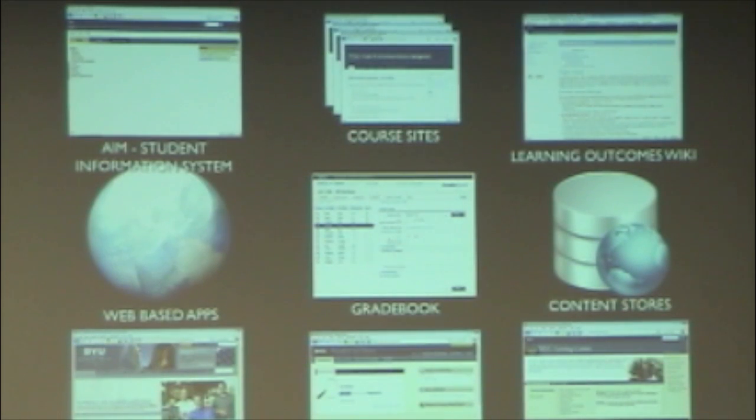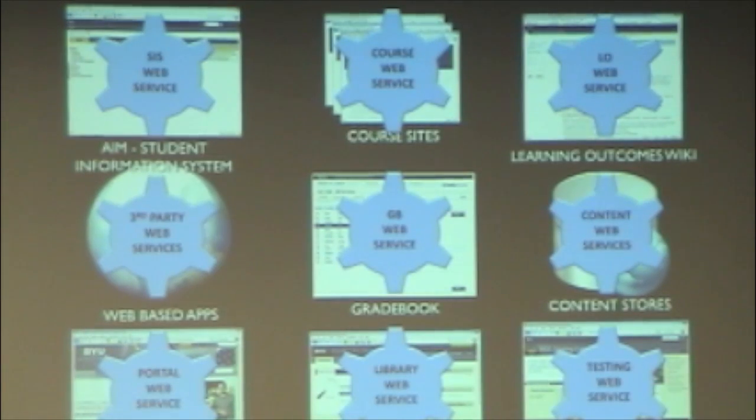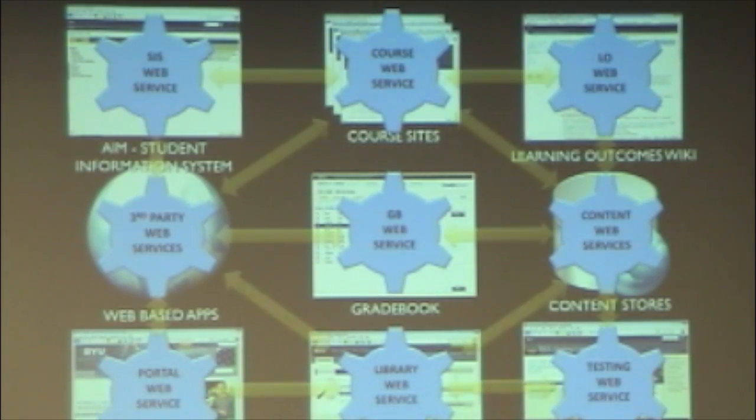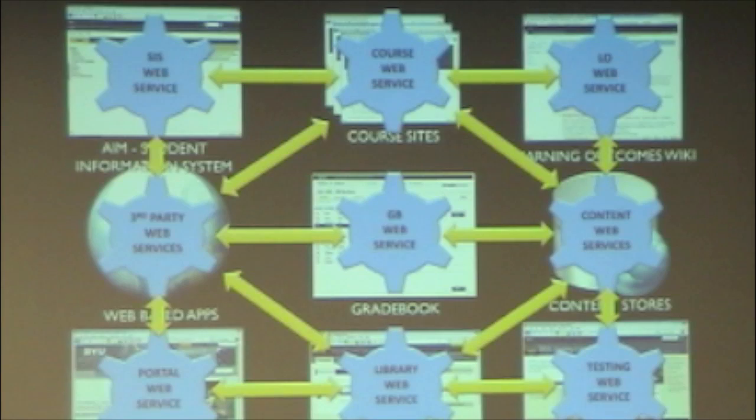So we have our student information system, we have web-based apps, we have our portal, which we call Route Y. We have our library, the testing center where we do proctored exams. We have various content stores both on and off campus. We have our Learning Outcomes Wiki. We've got the gradebook in the middle. Various ways to publish course sites, loosely defined. And then you put a service layer on top of all of those, and they can all communicate with each other. There's actually not enough arrows here, but you get the idea.